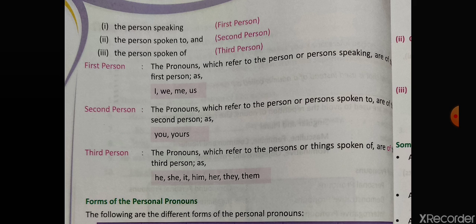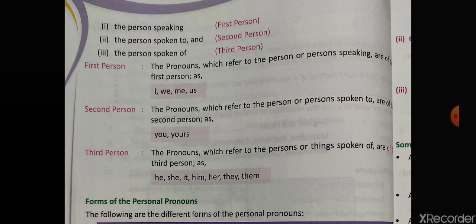When the pronoun refers to the person speaking, it is first person. I am the one who is speaking and I am the topic about whom I am speaking. So I am the first person. So here we can use I, me, we or us.